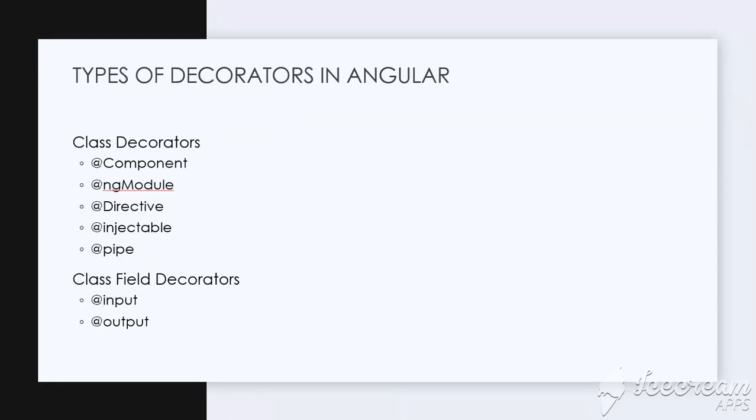What are different types of decorators in Angular? There are two types of decorators in Angular: class decorators and class field decorators. Class decorators are, for example, @Component, @NgModule, @Directive, @Injectable, @Pipe. They are the class level decorators. Then we have these field level decorators, which are @Input and @Output.